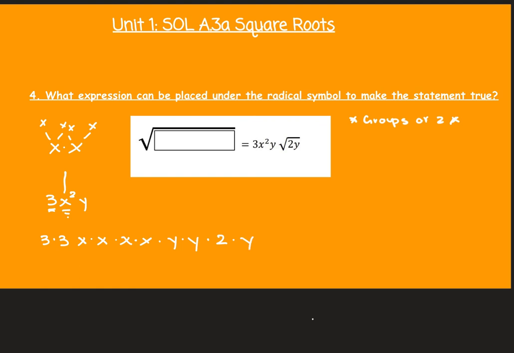So I see that I have 3 times 3, which is 9, times 2 gives me 18. So far underneath my original radical, I have 18. I have 4 x's, so I have x to the 4th. I have y cubed. So 18x to the 4th, y cubed was my original radical.